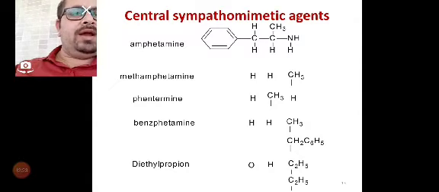All of you know amphetamine has a methyl at the second carbon. If you add one more methyl, you will get the structure of phenamphetamine. If you add one more methyl in amphetamine at the second position, then you will get the phentermine drug structure. The fourth derivative of a central sympathomimetic agent is benzphetamine.